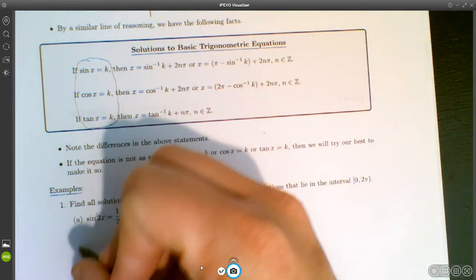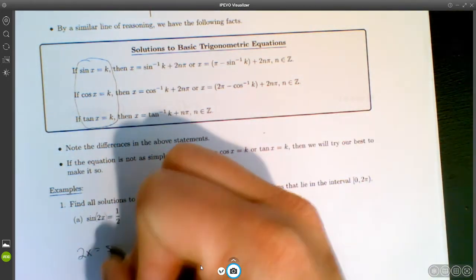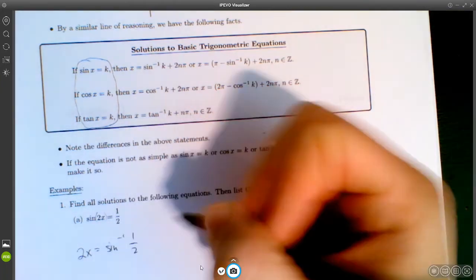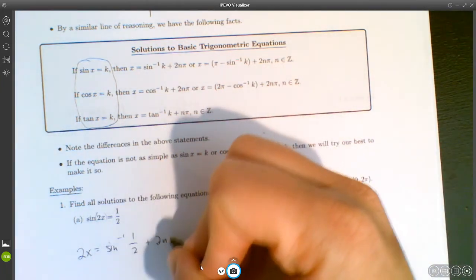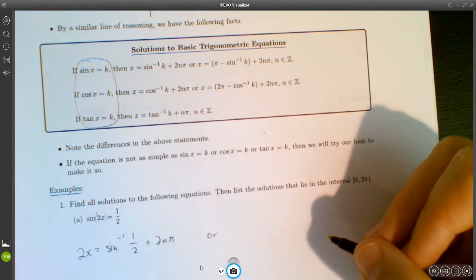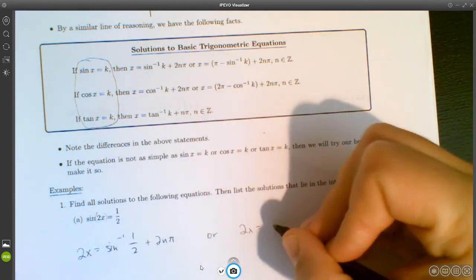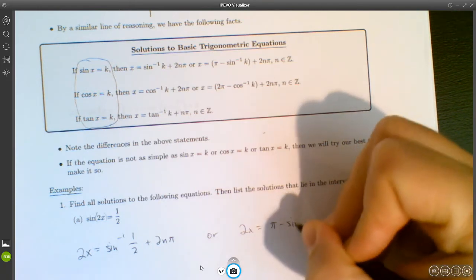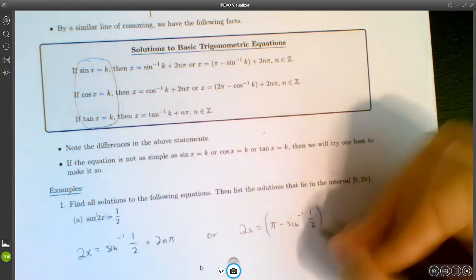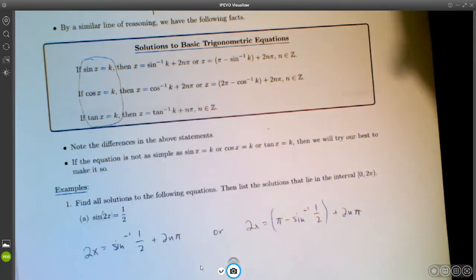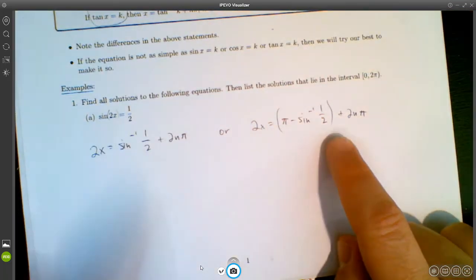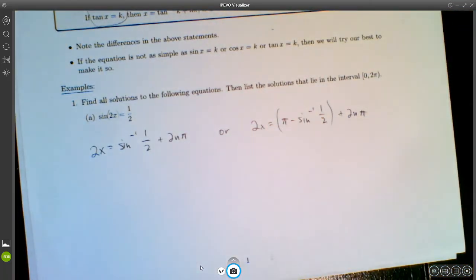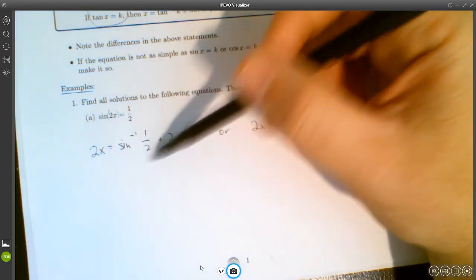So we're going to say, all right, 2x equals sine inverse of 1/2 plus 2n pi, or 2x equals pi minus sine inverse of 1/2 plus 2n pi. Those are the two possible solutions. And actually, they're not just two solutions, they're two sets of solutions. Now, we haven't solved for x, though, you may have noticed. We still have to divide through by 2 to finish solving for x. Before I do that, maybe let's figure out what sine inverse of 1/2 is.